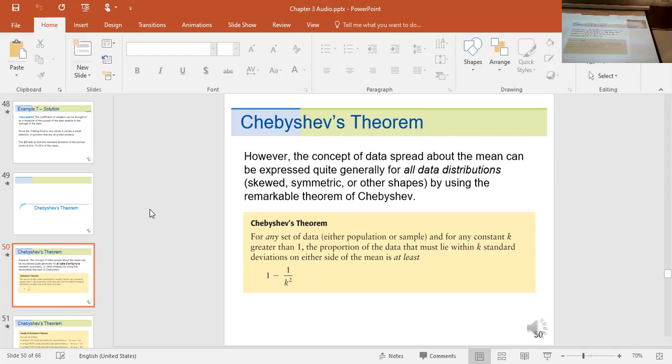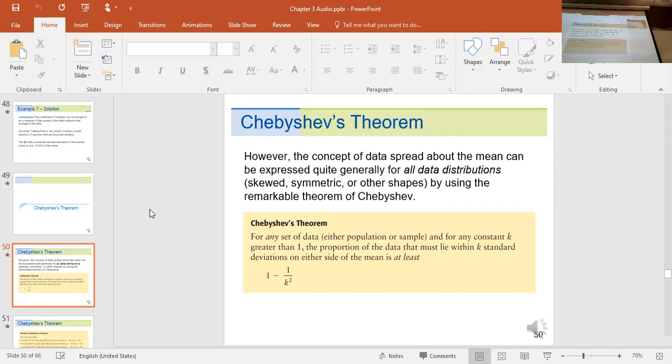So this is 1. Here is 2, from here to here. From here to here is 3. So values that are within 1 standard deviation are also within 2. Values that are within 2 are also within 3. So the question that Chebyshev is trying to answer in his theorem is the minimum proportion of values that will be within K standard deviations from the mean, where K can be any number bigger than 1.